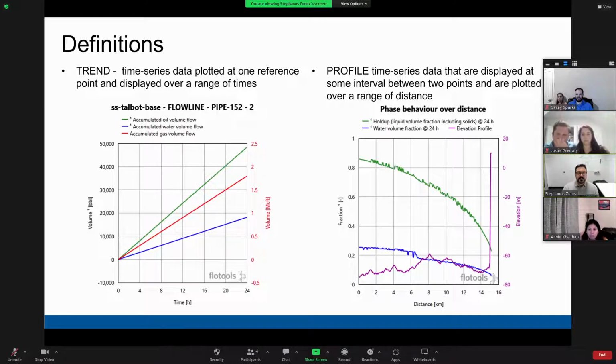For our discussion today, I'd like to define the term trend to mean time series data that are plotted at one reference point and displayed over a range of time. I'd like to define profile to mean time series data that are displayed at some interval between 2 points and are plotted over distance. Profile plots have the added ability to be plotted over distance and time as a moving curve, but we're not going to get into motion in this portion of the presentation.